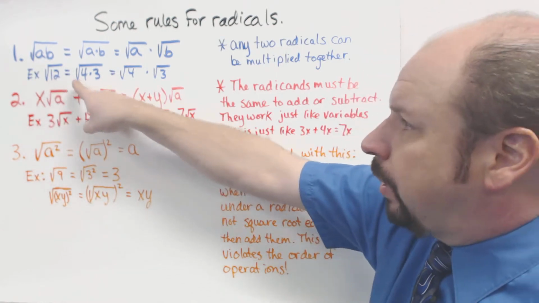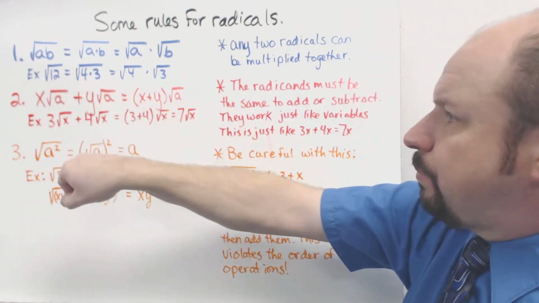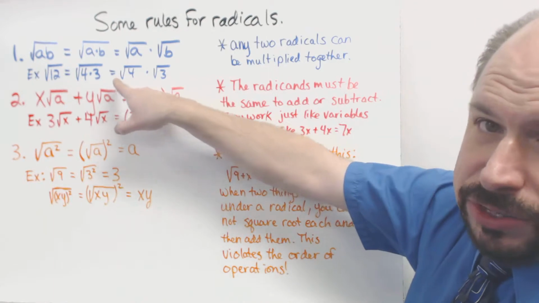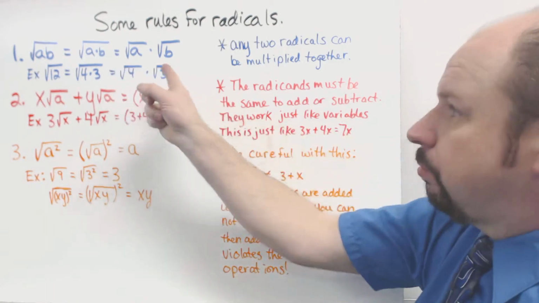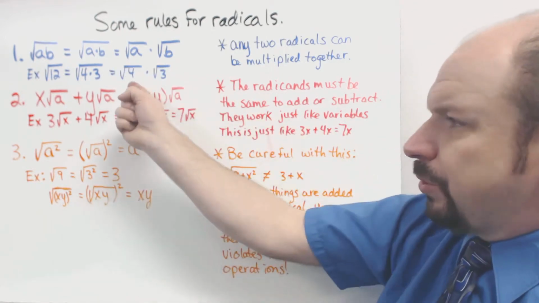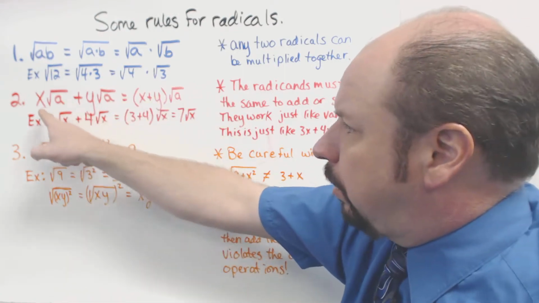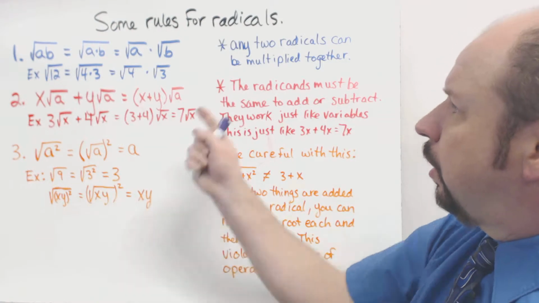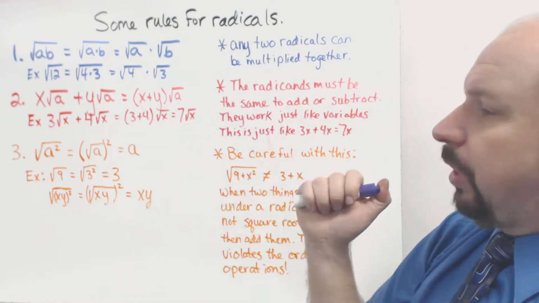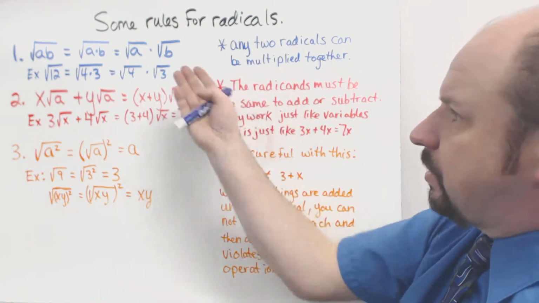The square root of 12 is the same as the square root of 4 times 3, and that is also the same as the square root of 4 times the square root of 3. Notice here we could take the square root of 4 and find out what that is. So any two radicals can be multiplied together, is what this rule is saying.